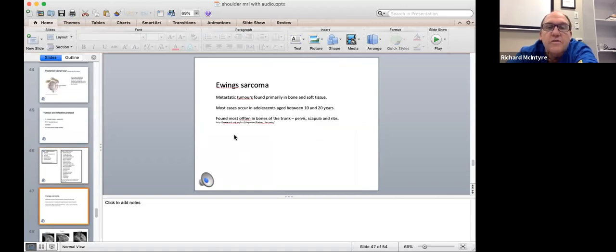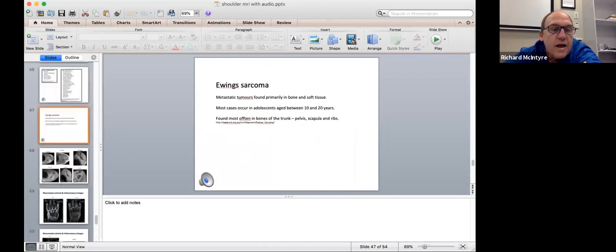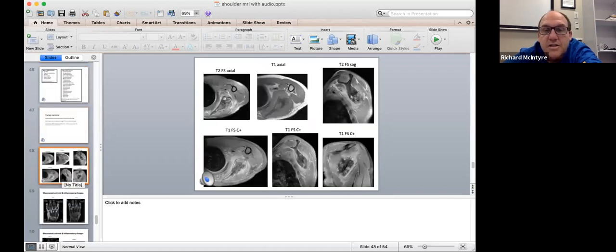An example of a tumour: I've just picked one tumour for a little case study, and that's a Ewing sarcoma. It's a metastatic tumour found primarily in the bone and soft tissue. Most cases occur in adolescence between 10 and 20 years, and most often they're found in the bones of the trunk, pelvis, scapula, and ribs. Okay, and in this case, we have a patient with a nasty lesion in their scapula. You can see that the lesion's bright, it's heterogeneous, and it's bright on T2 fat sat.